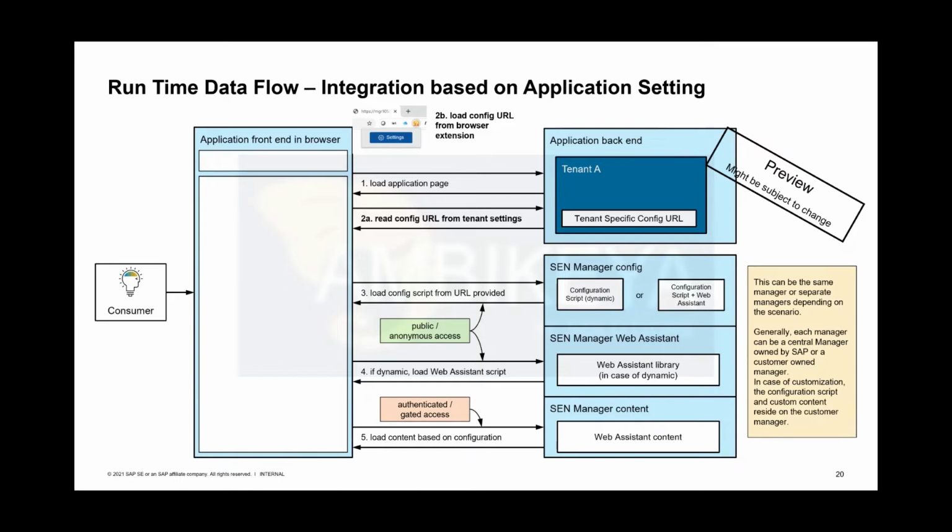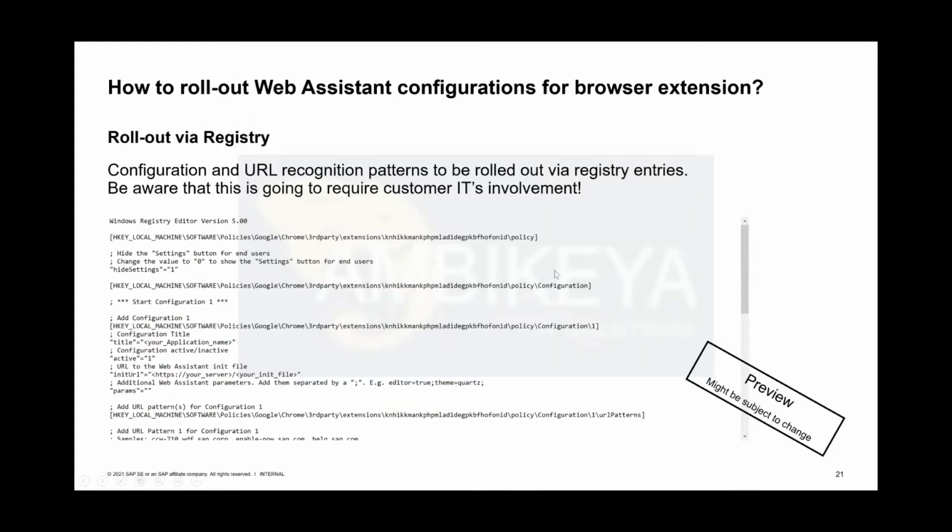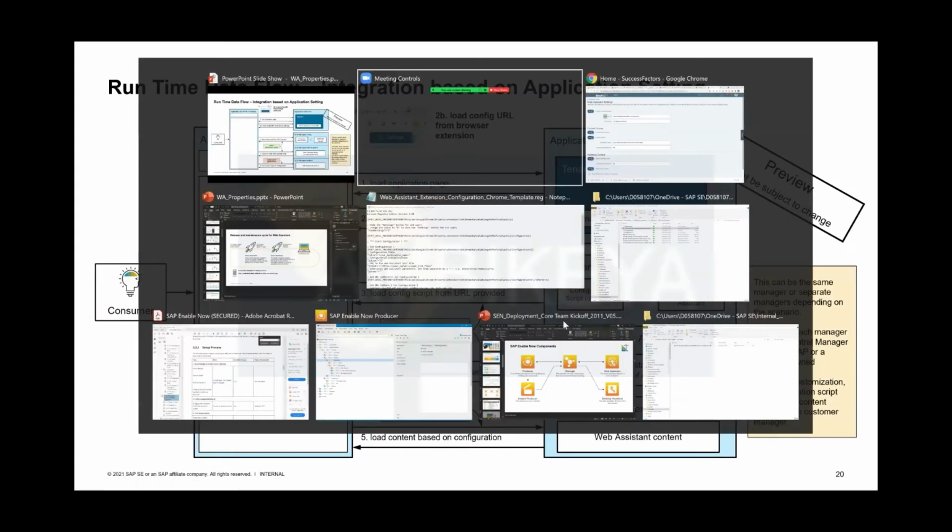And the manager config, the load step number 3, load config script from URL provided. This is only necessary in case of 2B. No, but let's just park this and it will be clear on the next slide. Yeah, but this is what I'm going to show you now. So that's what I'm showing later. I'm showing it in a practical example, and I believe then we have absolute clarity.